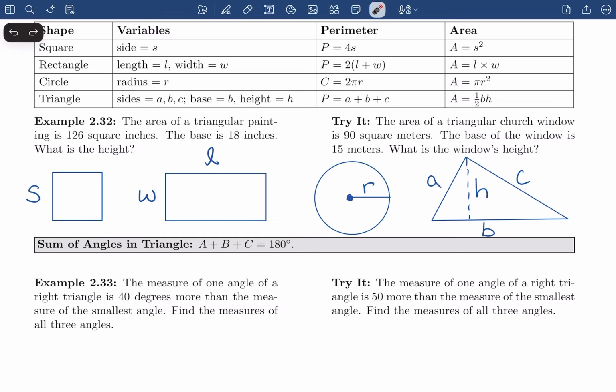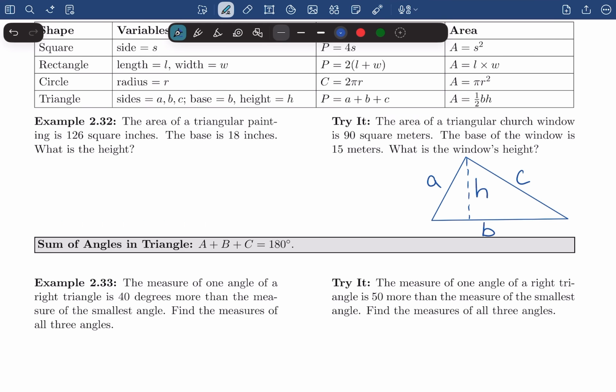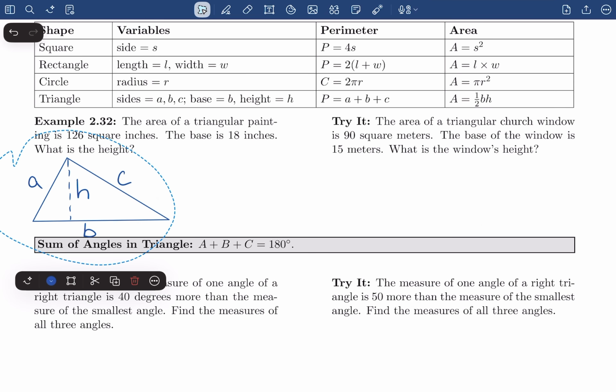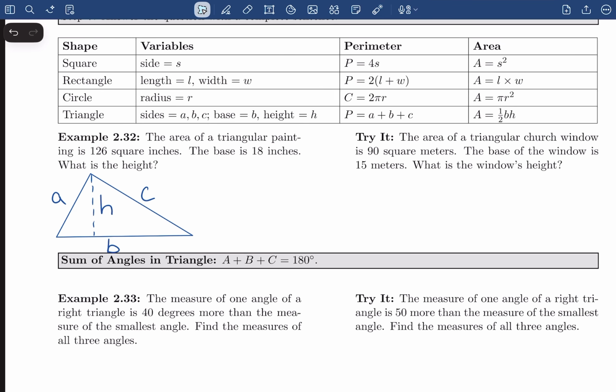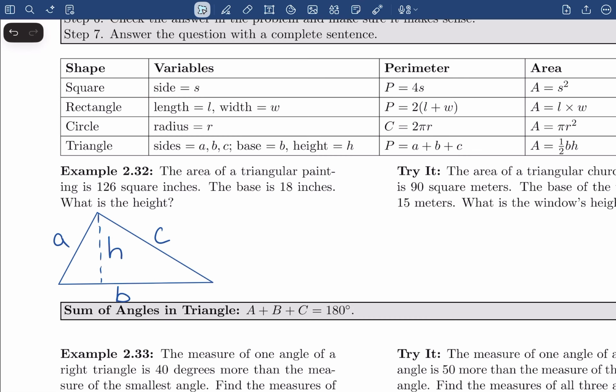Now, I'm going to erase these diagrams except for the triangle because our first problem has to do with triangles. So I'm going to move this over here. And it says the area of a triangular painting is 126 square inches. The base is 18 inches. What is the height?